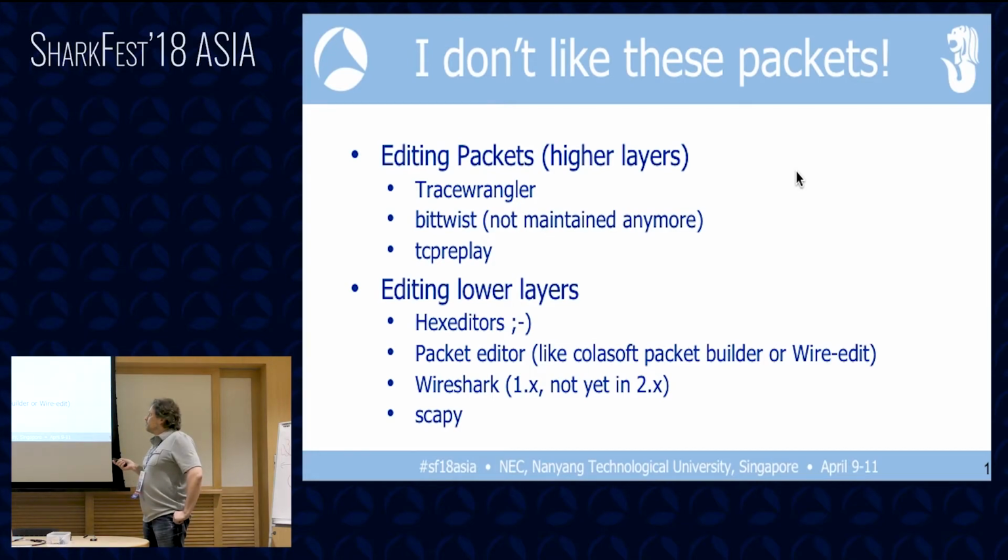If you want to edit stuff at the lower layer to test certain corner cases for your dissector, you basically use hex editors or a packet editor like Colasoft or WireEdit. I think the last time I used WireEdit, which is quite nice. Wireshark in version 1 had a packet editor. I think it's stripped out now completely, which is a shame because it was pretty useful.